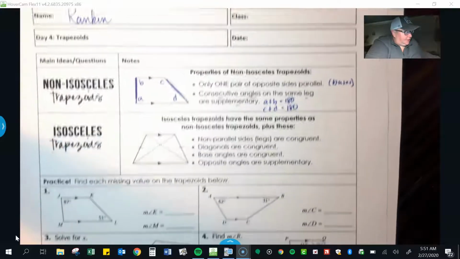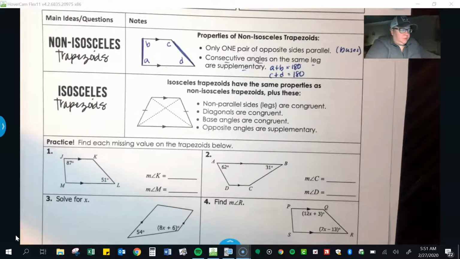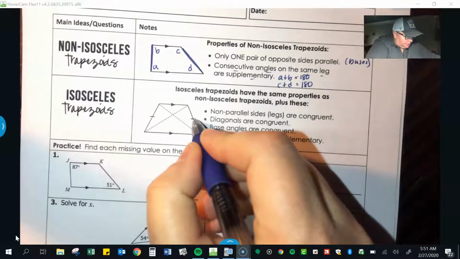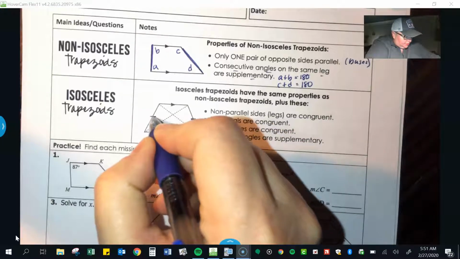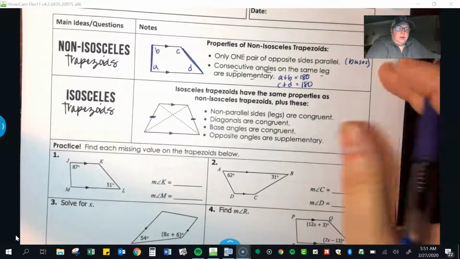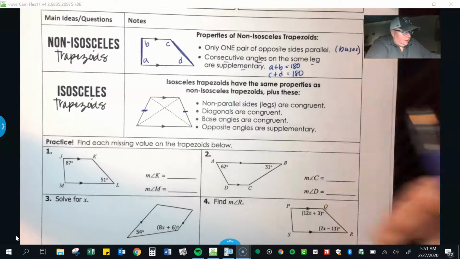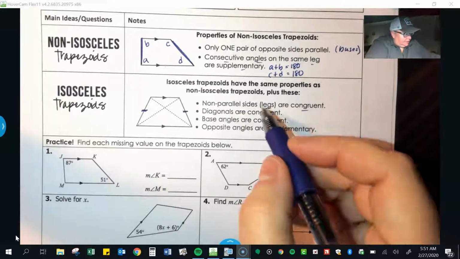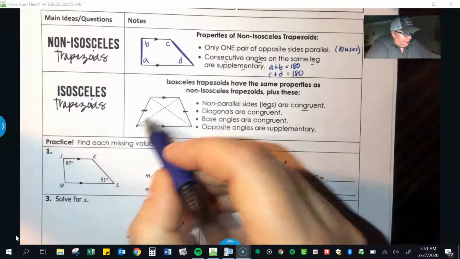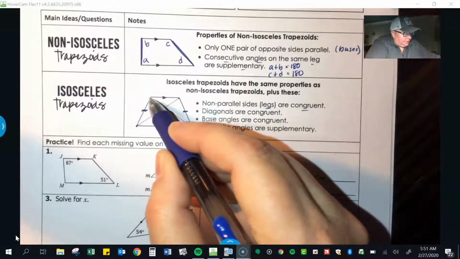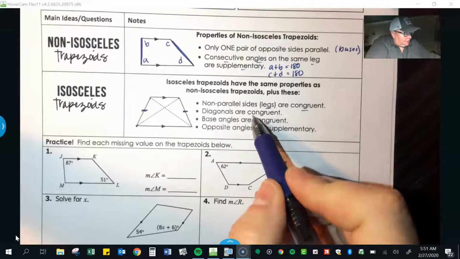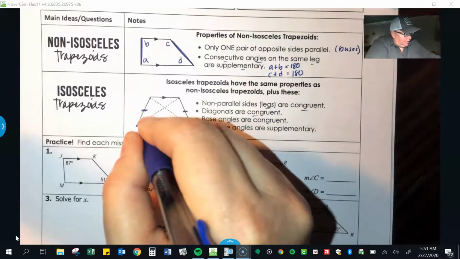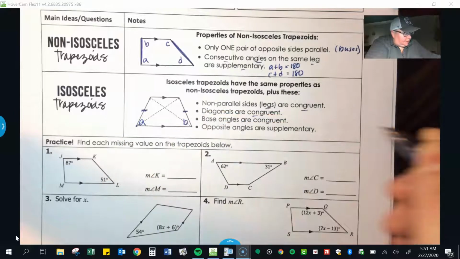And then for an isosceles trapezoid, you'll see the differences. The legs are going to be congruent to each other. The non-parallel sides are congruent, the legs. The diagonals are congruent. Remember, diagonals go from vertex to vertex. The diagonals are congruent. The base angles, so here's a base angle and here's a base angle.